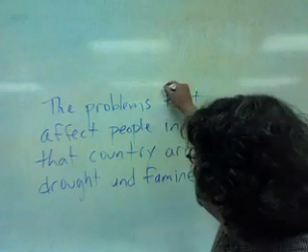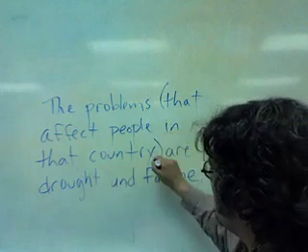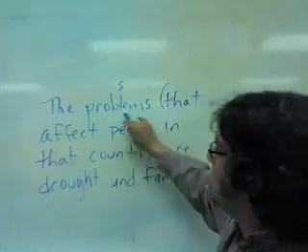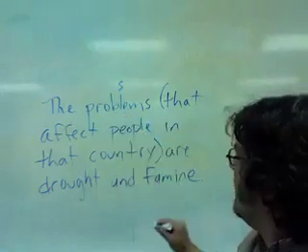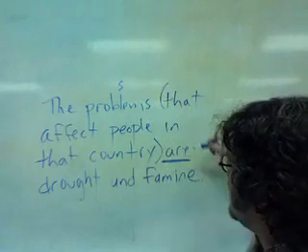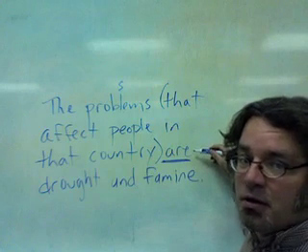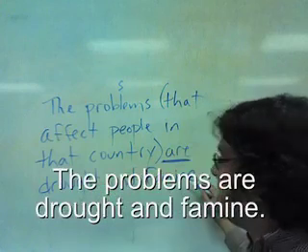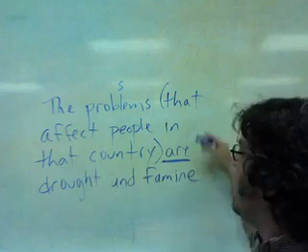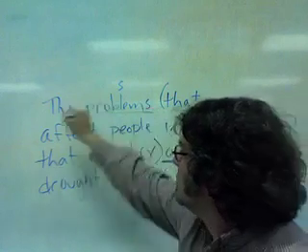Here's the adjective clause in the middle of the sentence, that affect people in that country. And in the sentence, here's the subject, problems. This is plural, and the verb you choose here that matches the subject should also be plural. The problems are drought and famine. So you could make a sentence like that, but if you want to add the adjective clause, then you put this right after the word problems.